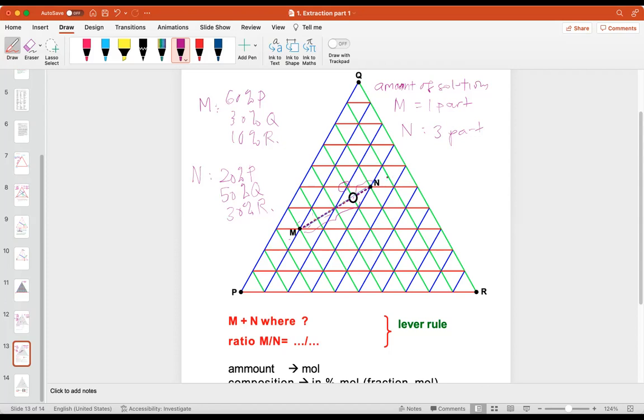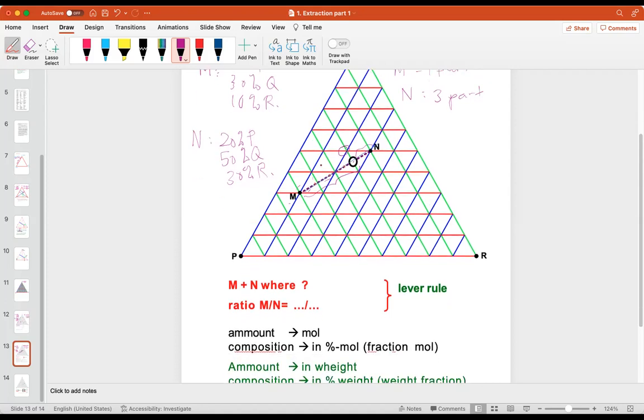Okay, so how about if we mix it at 1:1, for example, 1 kilogram of M and 1 kilogram of N? Then you have to find with the line here, the ratio should be 1:1, so maybe it would be moved to here. Okay, got it?